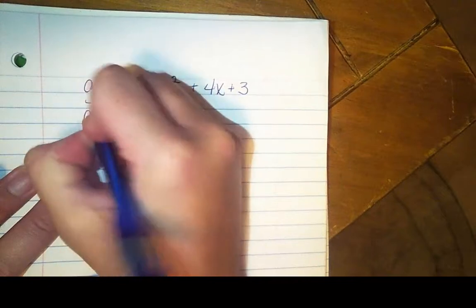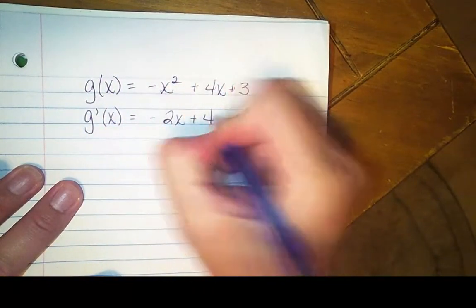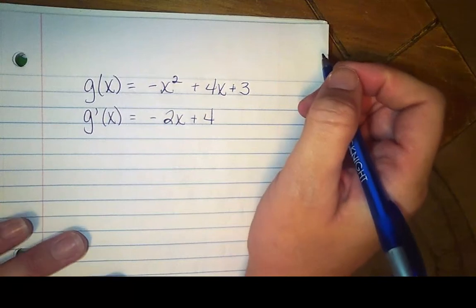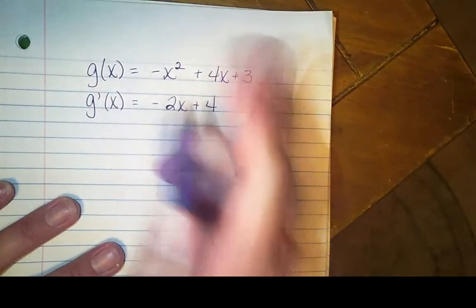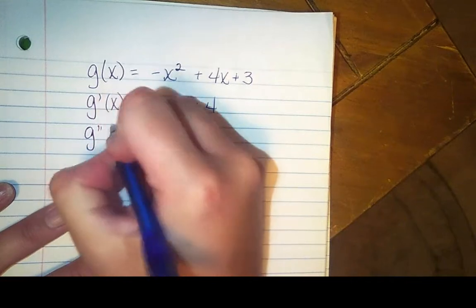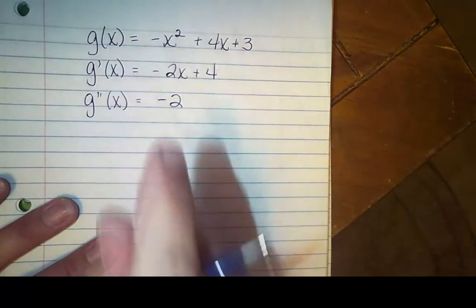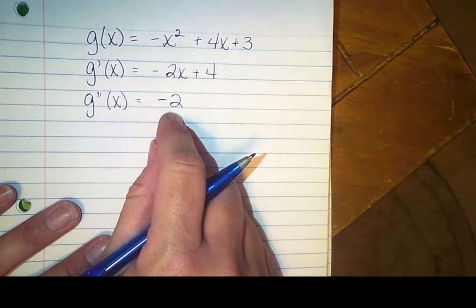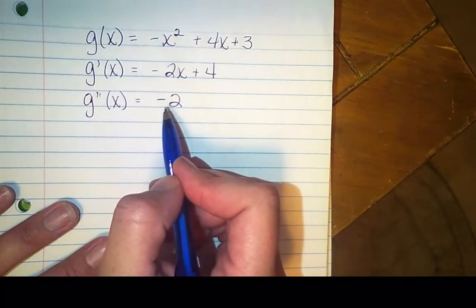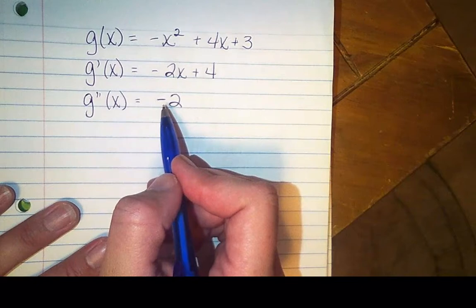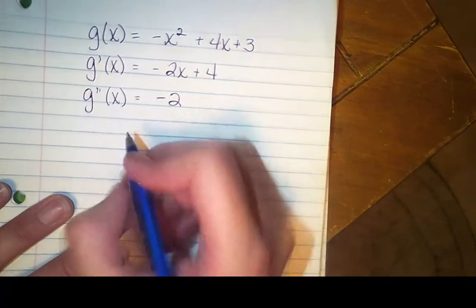So first derivative tells me increasing, decreasing, critical numbers, constant. I don't care about that today. I care about my second derivative, which is -2. Well, I cannot set -2 equal to 0, which means this is negative. It will never not be negative. So you have concave down for all real numbers.